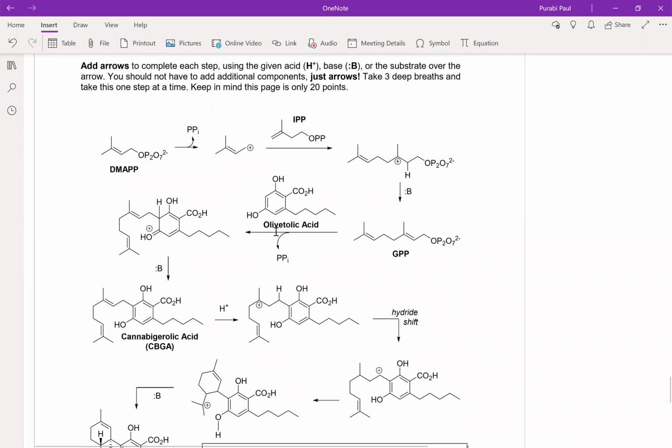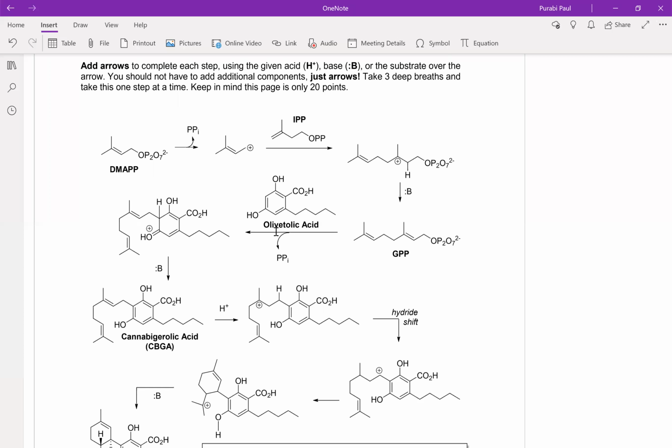So this is the DMAPP that Professor Pirrung talked about. This DMAPP is called dimethylallyl pyrophosphate, and it's an isoprenoid precursor, right? So this is what makes a lot of these terpene molecules. And the THC in cannabis, it's not fully a terpene, but it's a terpenoid.